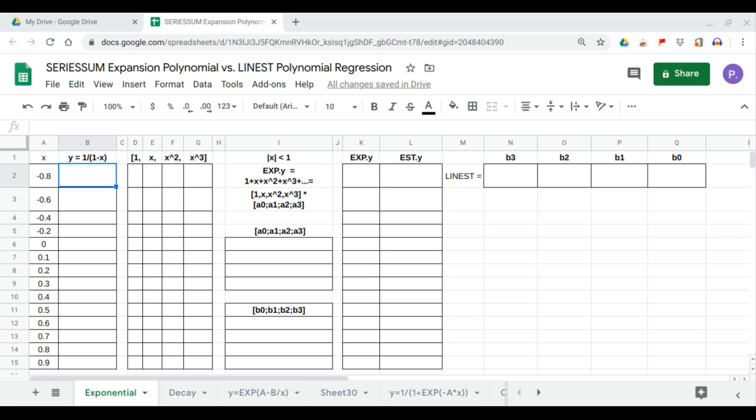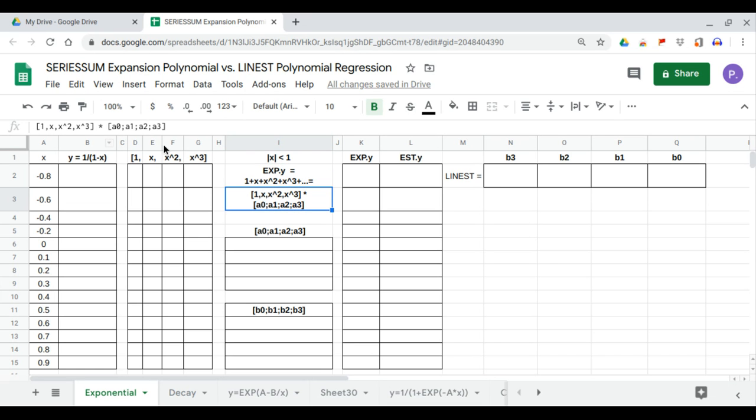Hello, in this video we will compare SERIESSUM Expansion Polynomial with LINEST Polynomial Regression. Here we have a dataset. We'll generate a dataset from this equation, y equals 1 over 1 minus x. The expansion of this is 1 plus x squared, or 1 plus x squared plus x cubed infinitely, provided that the absolute value of x is less than 1.